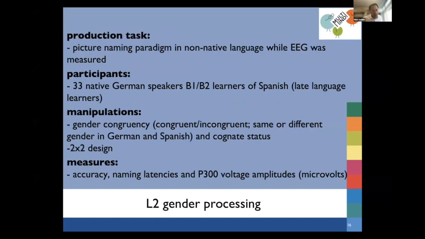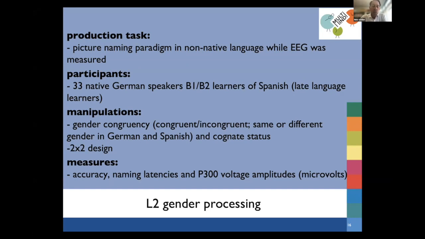So here is the task. The task that she worked with was the picture naming task in the non-native language. And she measured the reaction time. So it was behavioral and electrophysiological at the same time. So she also monitored participants' brain responses by EEG. Now, participants were 33 native German speakers with a B1, B2 level. That means intermediate level of Spanish. So they were learners of Spanish, late learners of Spanish.